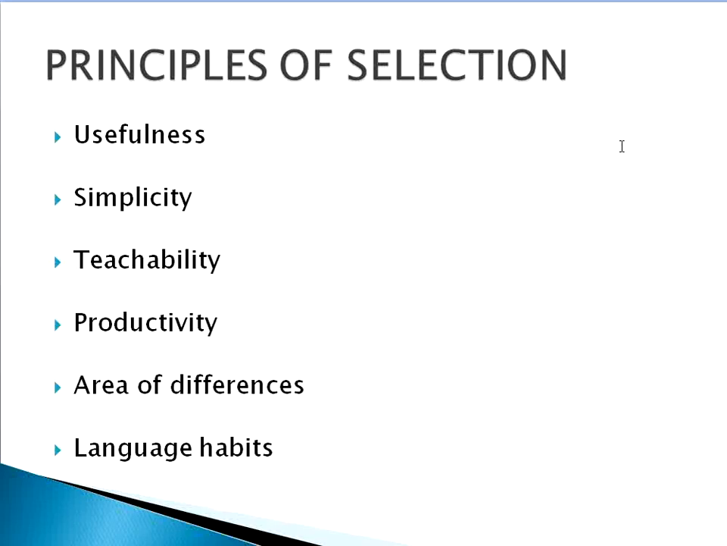What is the second point? Simplicity. You will have to create the structures in such a way so that everyone can understand. It should be simple, it should be easy to understand. So this is all about the second principle of selection. What is the third one?